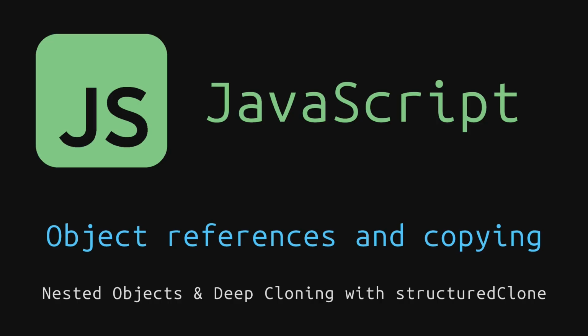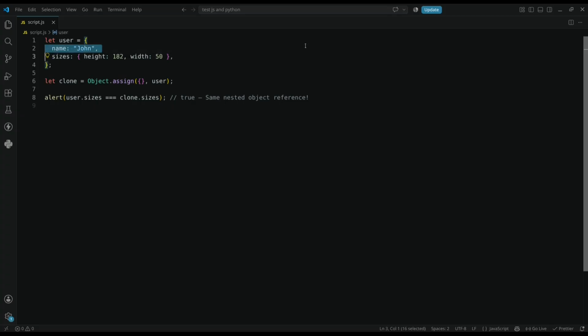Shallow copying works great for flat objects. But what happens if an object property contains another object? Since Object.assign only copies top-level properties, nested objects inside are still copied by reference. Modifying a nested object in a shallow clone will alter the original.